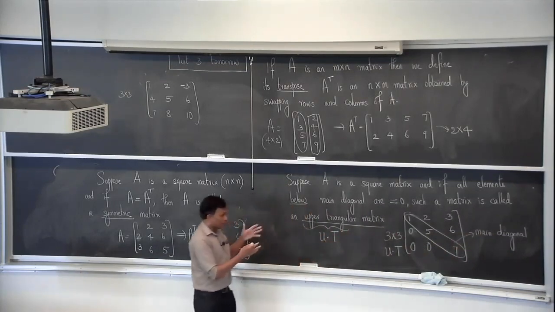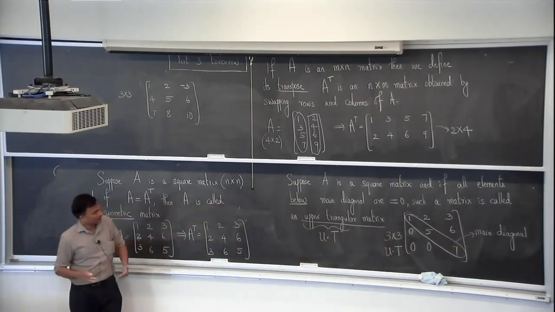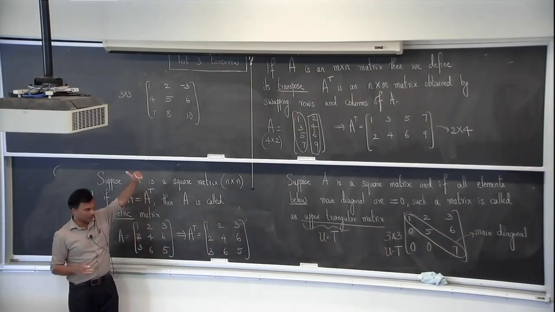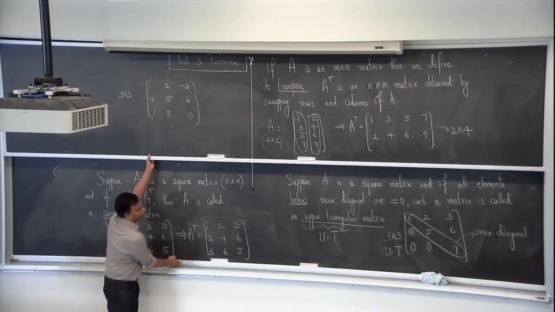Similarly, you can talk about a square matrix where the entries which are above the main diagonal are equal to 0. That will be a lower triangular matrix.